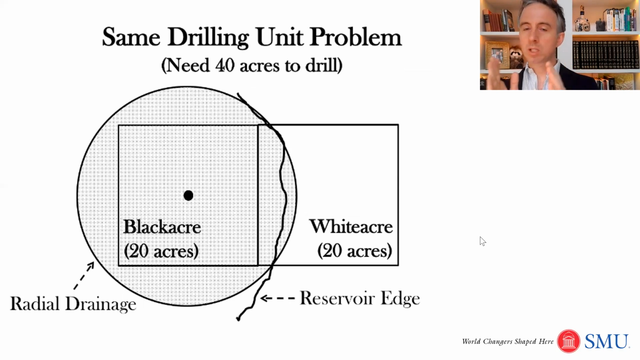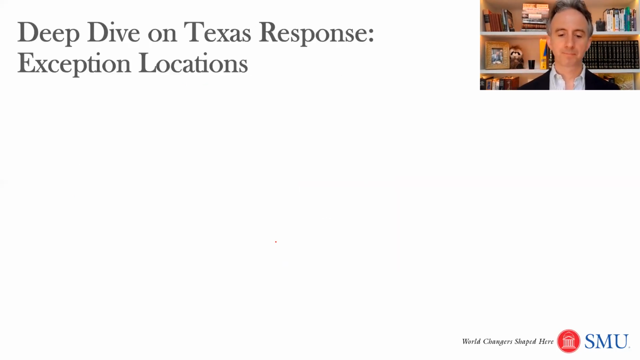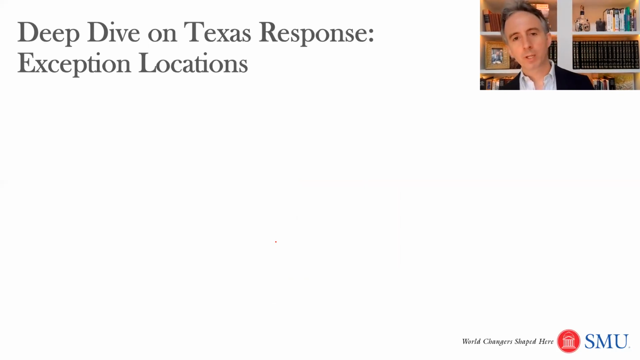Well, it would still make a lot of sense for black acre to drill because, as you see, black acre's radial drainage drains that entire reservoir, it goes right up to that reservoir edge. So we really only need one well. But it seems really unfair that white acre doesn't get anything in that scenario. So pooling is made to address that. Basically, black acre and white acre come together and they share the cost and the revenue from that single well that's going to produce all the oil on both of their properties. So that's what pooling is.